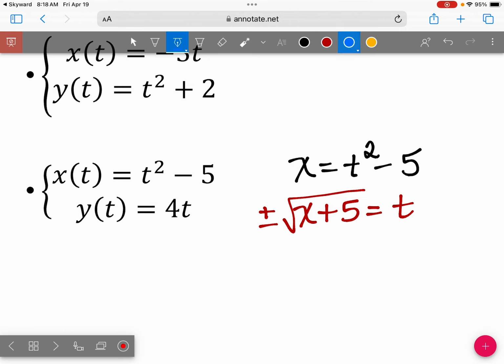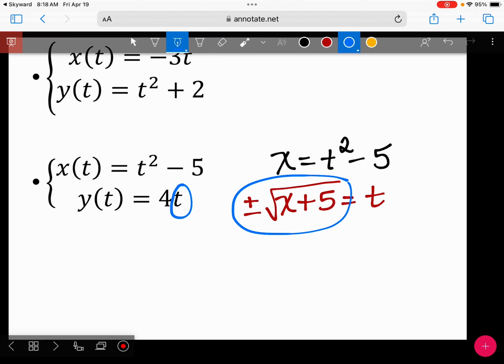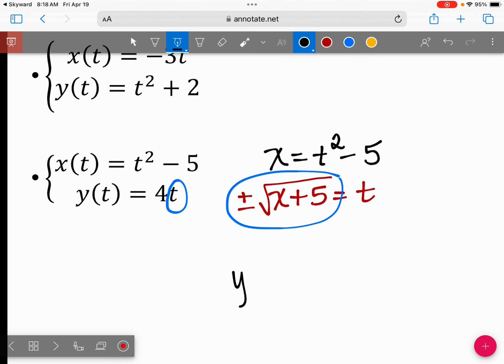So now let's take that and put it for t. So y equals 4. And now inside of that parentheses, I have my plus minus square root of x plus 5.